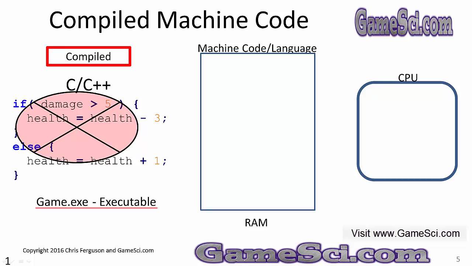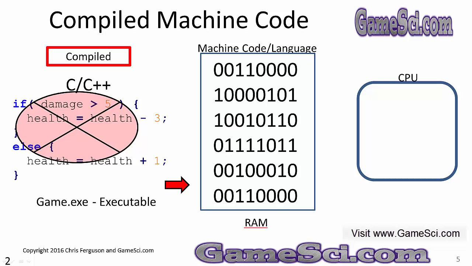Now at that point, we don't even need the original source code. The code we typed in has already been converted over to an executable file. We don't need the code that we typed in. What we need now is this executable file, this exe file in Windows. As an executable file, it's binary ones and zeros.